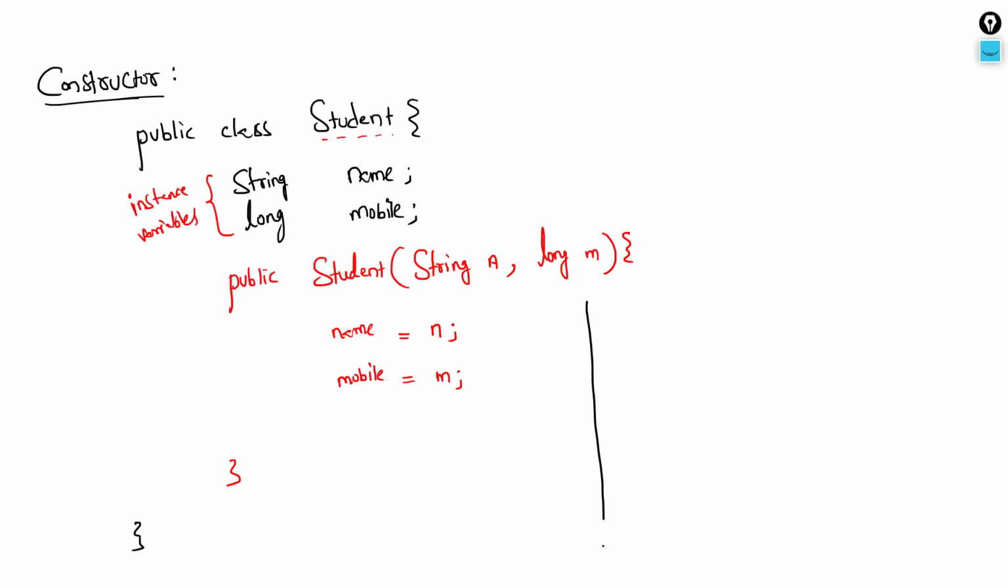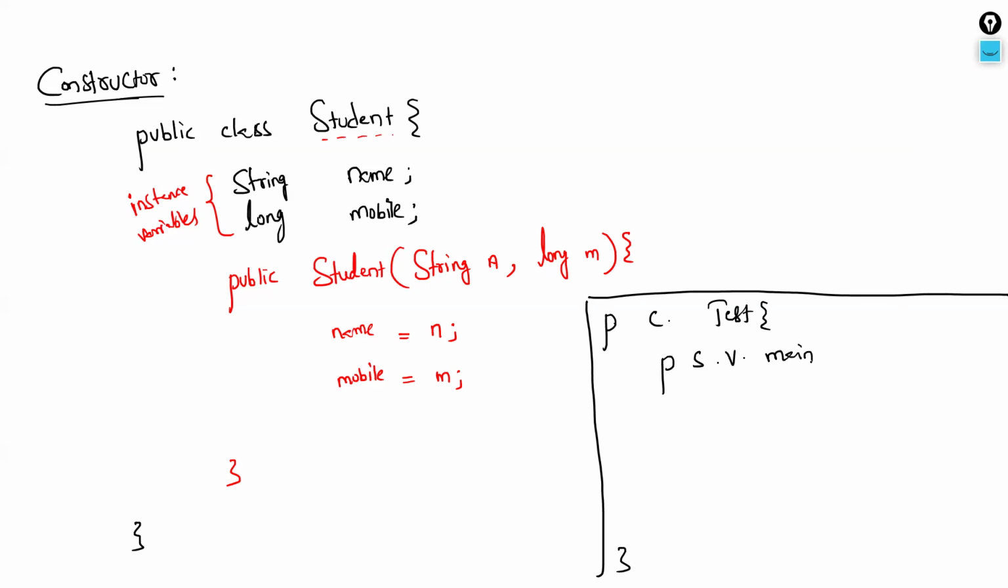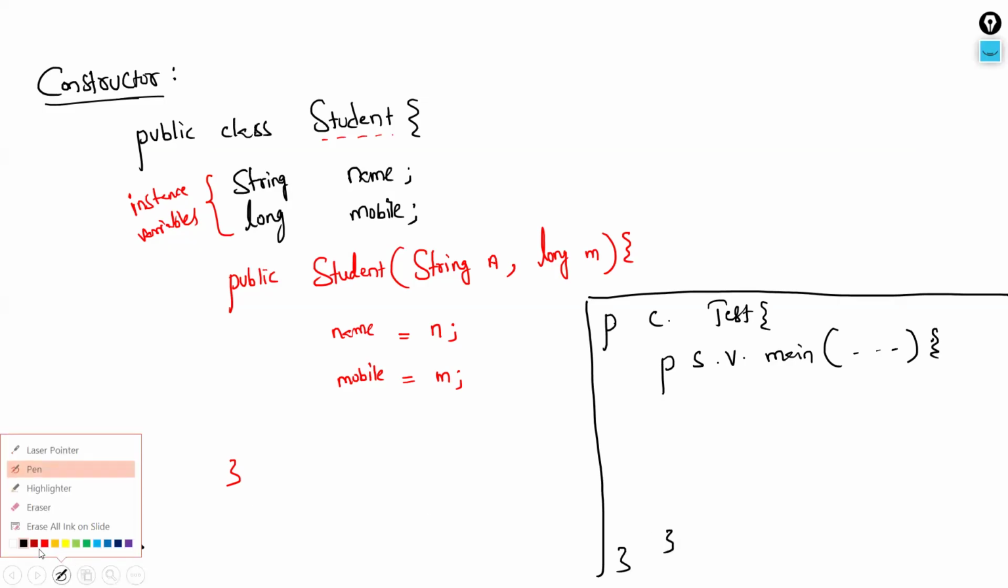For a JVM to execute, we should have a class with a main method, correct? So here there is a public class, the class name Test. Inside this Test class, the main method: public static void main, followed by a body. And inside this, I want to store the first student name and first student mobile number. What are we supposed to do? To assign the values for the name and mobile variables, we have to create the object for the class.